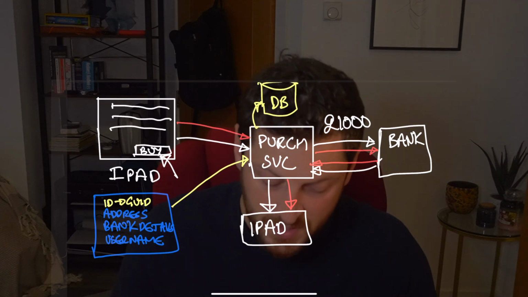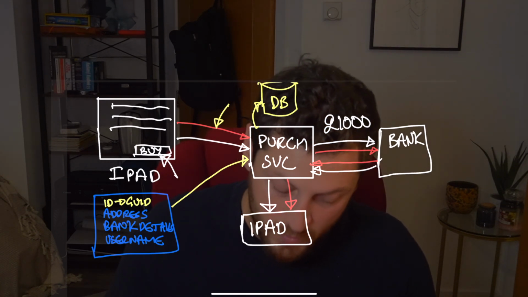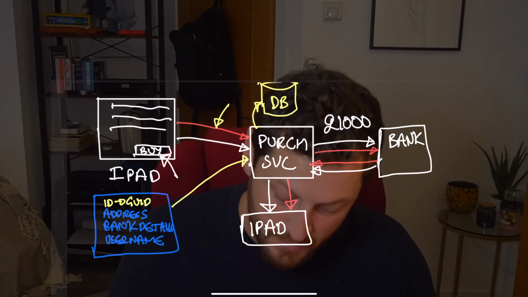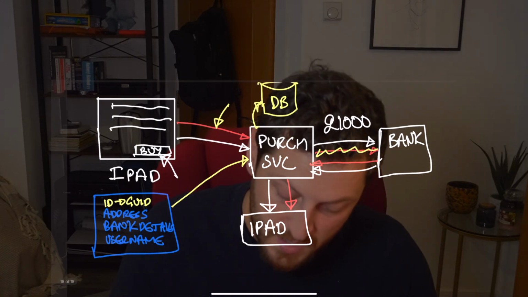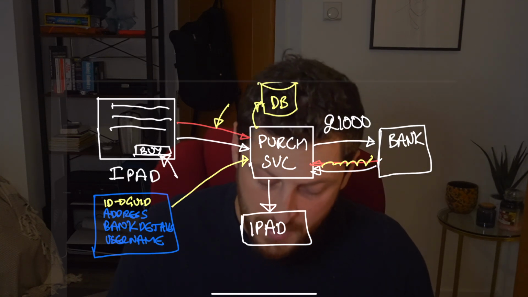So this means that when the second message comes in, we say, we've already seen the GUID, we've already seen that ID. So we don't want to make a second request to the bank, and we don't want to make a second dispatch of the iPad.